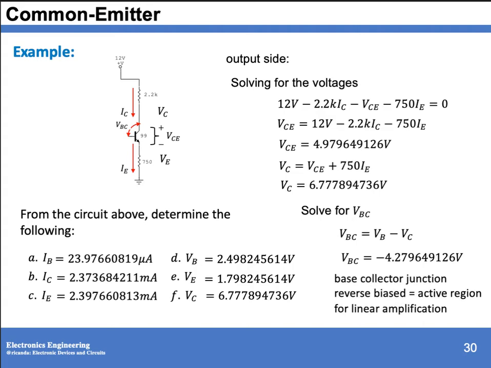So what is the implication of this value of your voltage base-collector? This is a reverse bias because we have a negative value for your voltage base-collector. And remember that in the active region, your collector junction must be in reverse bias for linear amplification.